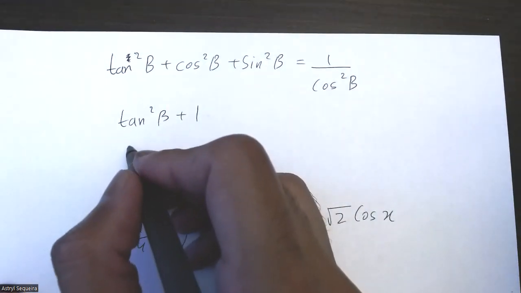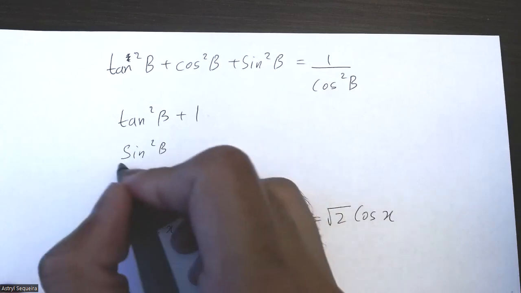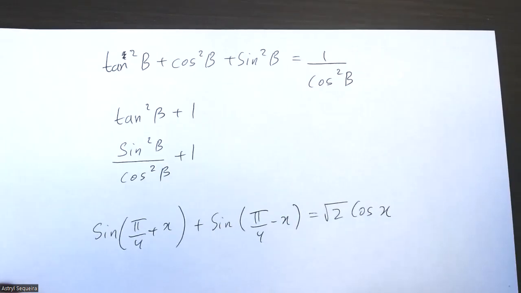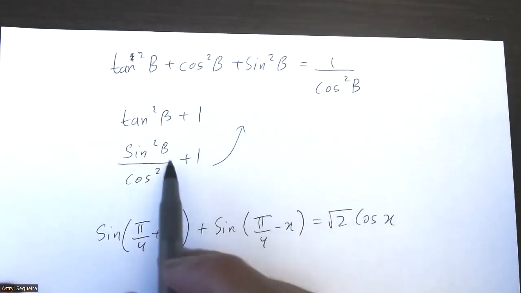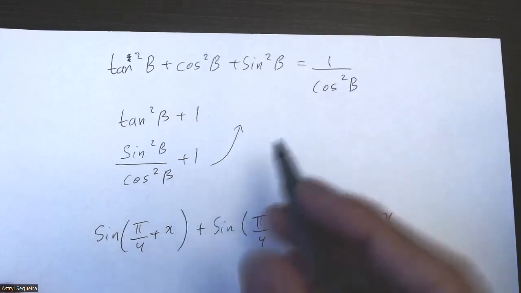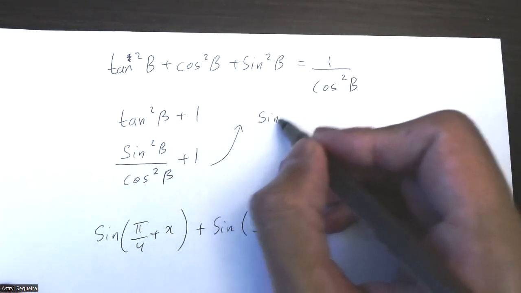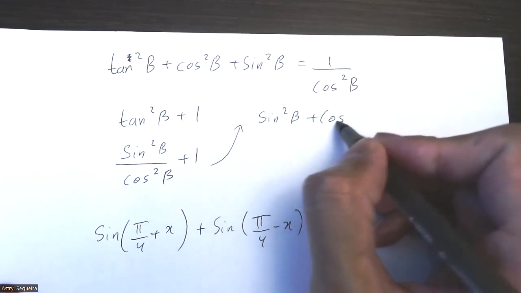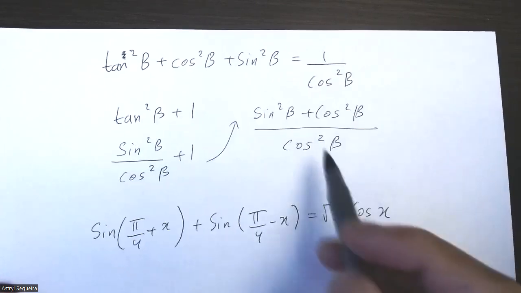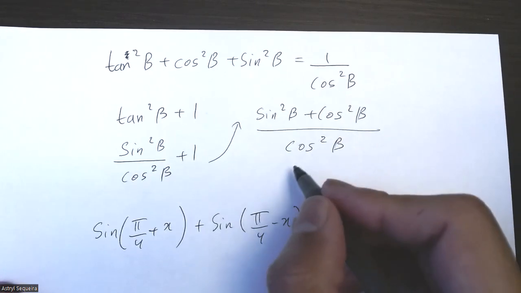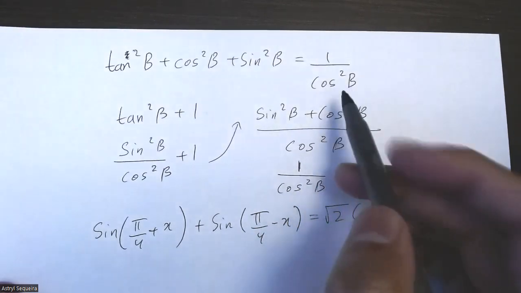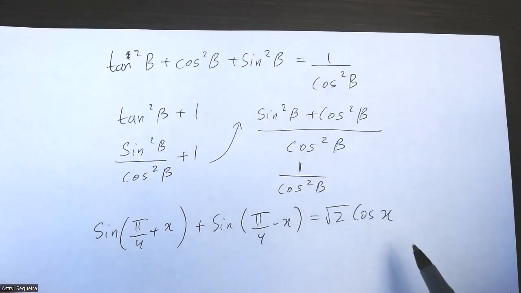Then I can switch tan square into sine square beta over cos square beta plus 1. I'll continue over here. I'll make a common denominator next. So I'll multiply the top and bottom by cos square beta here. So I have sine square beta plus cos square beta divided by cos square beta. Then I know sine square plus cos square is just 1. My final answer is 1 over cos square beta, which is basically the same as the right side.